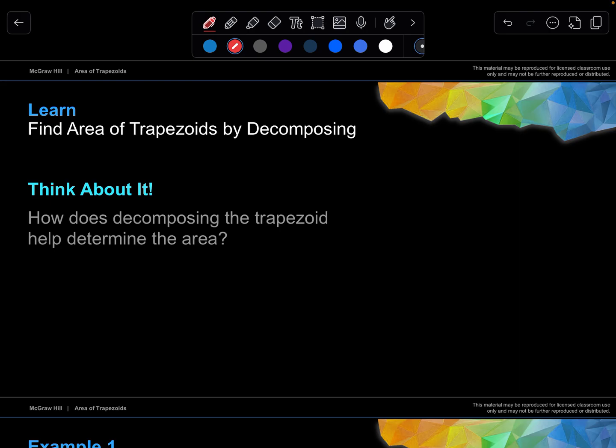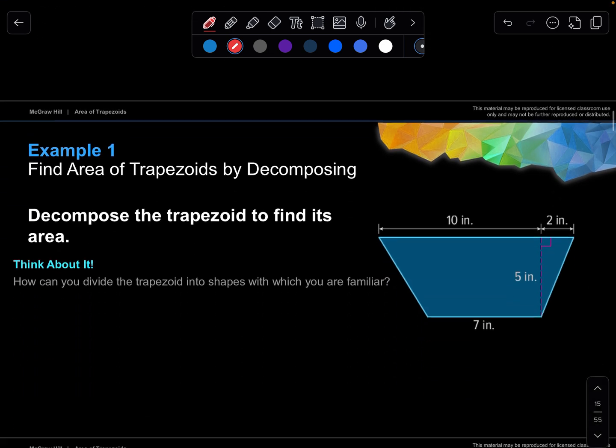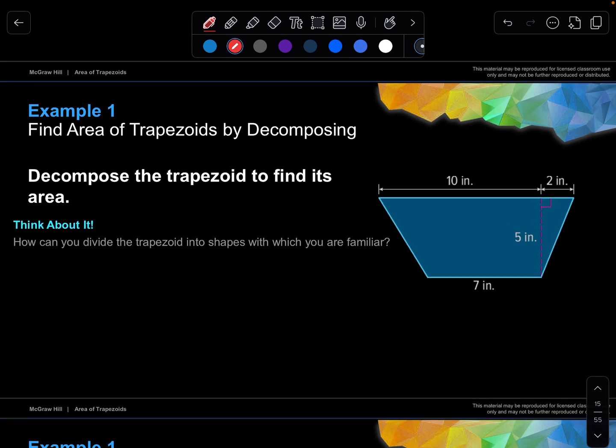Alright, so we're going to move on to our example 1. Let's decompose this trapezoid to find the area. Now, I do not know if these triangles are congruent or not, right? So I'm going to divide this into, say, triangle T1, rectangle R, and triangle T2.